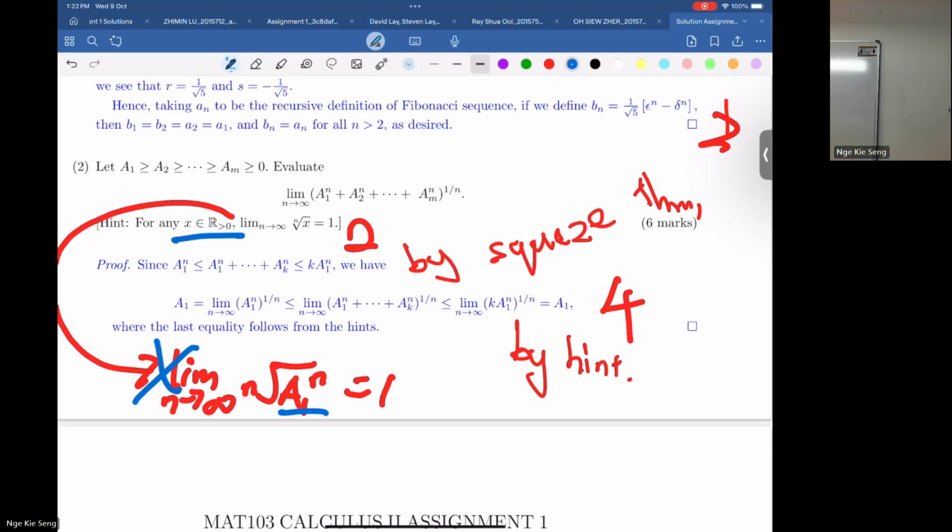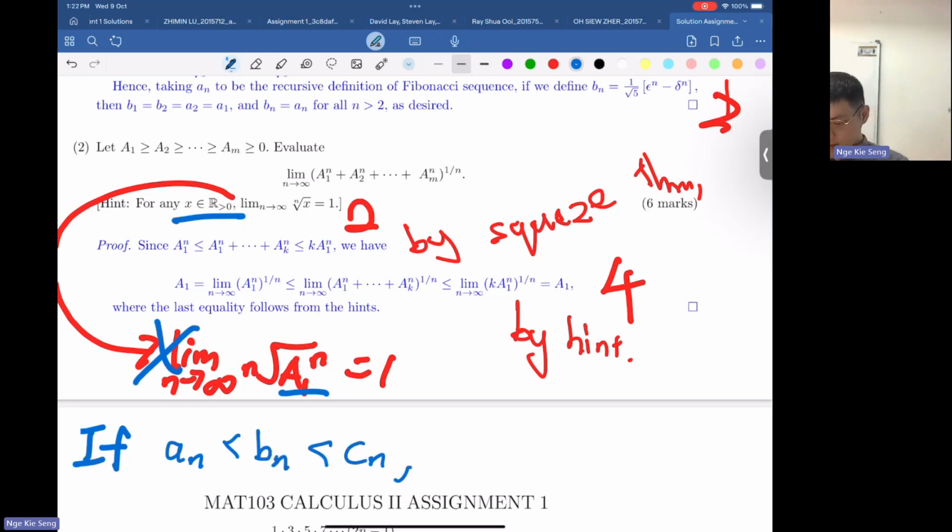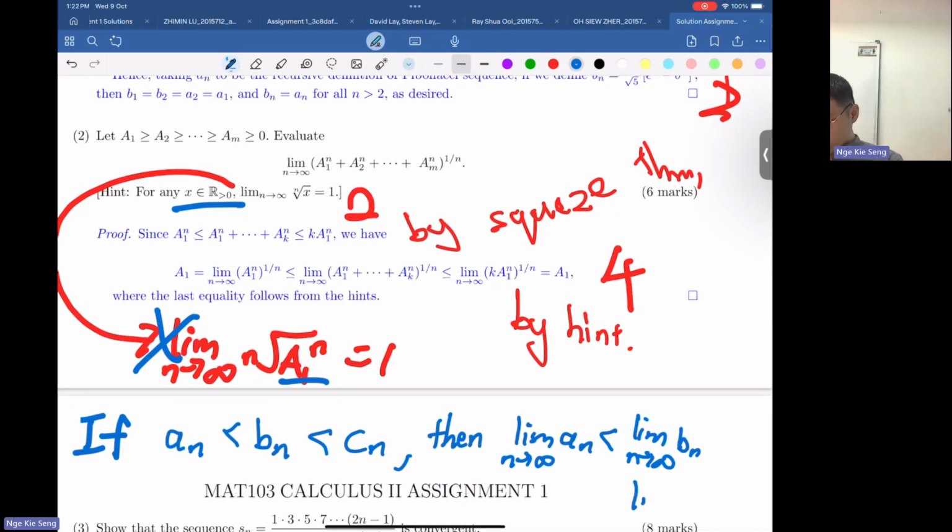Remember that in my lecture last time, I mentioned that if a_n is less than b_n is less than c_n, then it might not be true that you can just plug the limit into a strict inequality. Remember that I gave this example. If it is strict, it doesn't follow. It only follows when it is less than or equal to. So I want to be a bit careful, but I didn't take off marks if you write like that. If I take off marks, you can come in.